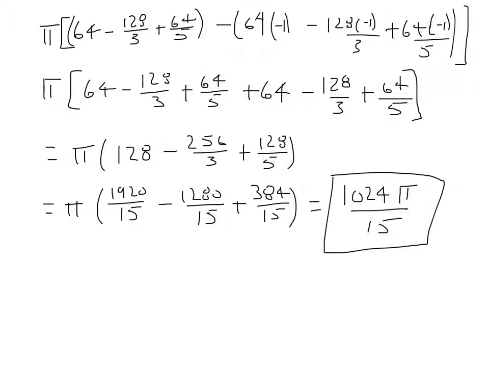And then we need a common denominator, which will be 15. Multiplying 128 by 15, we'll get 1920. Multiplying 256 by 5, we'll get 1280. Multiplying 128 by 3, we'll get 384. Adding the terms and then multiplying by pi, we're going to get 1024 pi over 15.